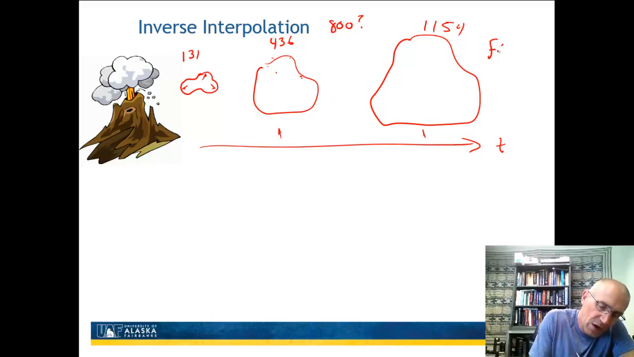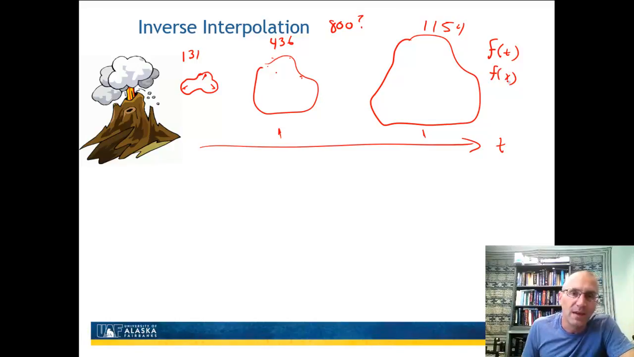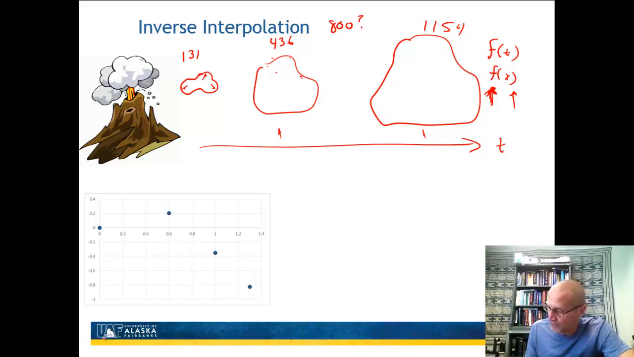Effectively, this is f of t, or we can think of it as f of x, where time is the independent variable. What I'm trying to do now is find the value of x when I have a particular value of f. So this is the inverse of what we were doing before. This often arises, but it's fairly difficult to implement. If I just took the reciprocal of all my points, you end up with something fairly nonlinear. So let's look at another way to do this.